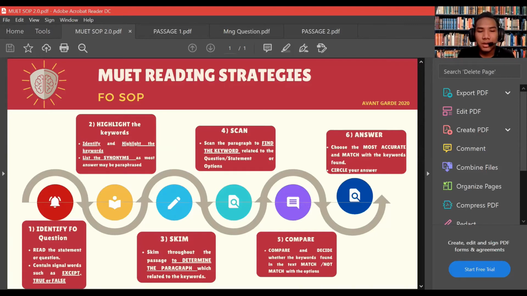After you have found the keywords, the next step is to compare and decide whether the keywords found in the text match or do not match the keywords present in the statement, question, or answer option. And last but not least, you have to choose the most accurate answer that matches the keywords found. So, I will further explain by demonstrating how to apply the SOP on the FO question.